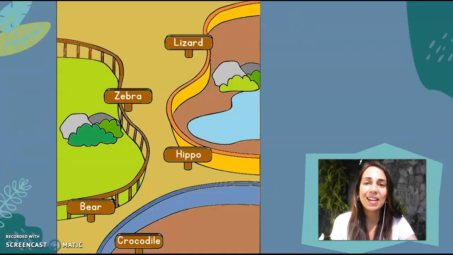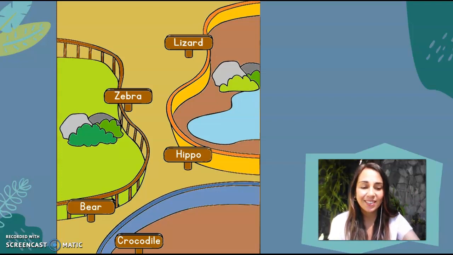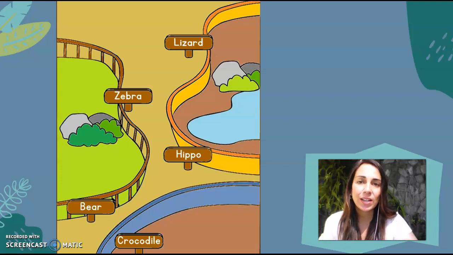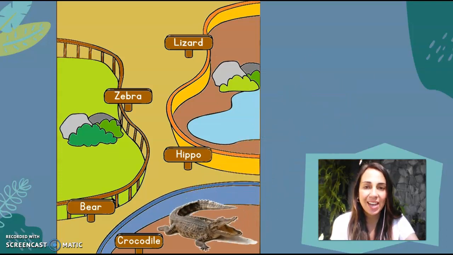Okay, so now I have an activity for you. Here I have a zoo with the different tags of the animals, but there are no animals. Can you help me put the animal in the right place? Okay, thank you very much. So, let's see our first animal. What is it? It's a crocodile. And where is the sign that says crocodile? Here, very good. So the crocodile goes on that cage. Very good. Now let's see the next animal.